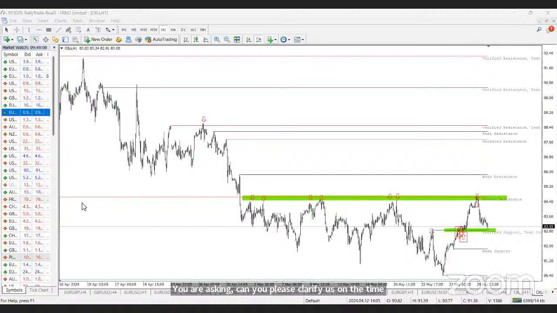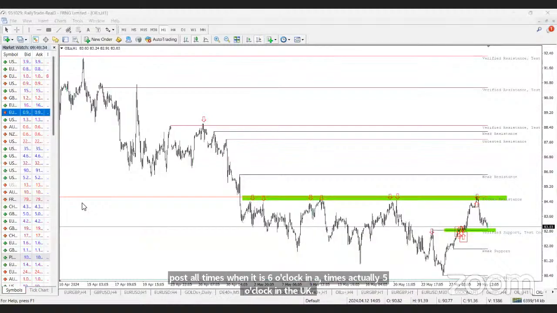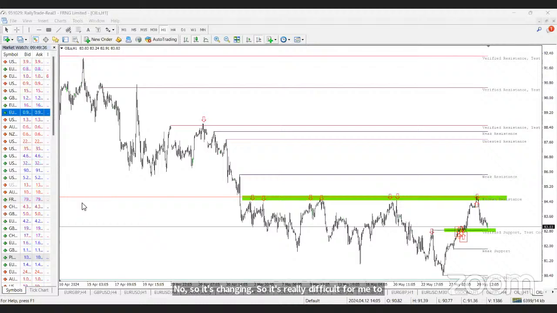Well, time zone is always changing. For example, sometimes Nigeria time and London time are the same. Sometimes they're not, like 1 hour apart. Sometimes when it is 6 o'clock in the morning Nigeria time, it's also 6 o'clock in the UK. But sometimes when it is 6 o'clock in Nigeria time, it's actually 5 o'clock in the UK. So it changes. It's really difficult for me to say Nigeria time, but I know that Frankfurt time will start the European session.